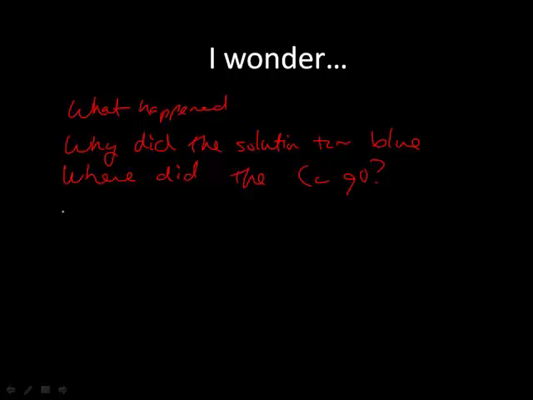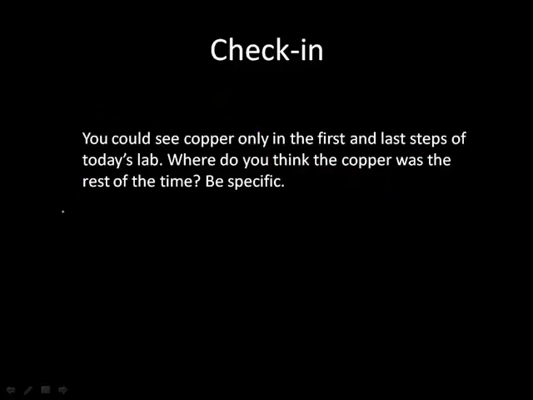So we're going to look at what happened, some of the reasons why this happened, and what you saw, and how that proves what you observed in this experiment. We're going to be looking at copper, and at the beginning you may have had copper, and at the end we're going to look at what you have at the end. So we saw copper only in the first and last steps of today's lab. Where do you think it went the rest of the time?